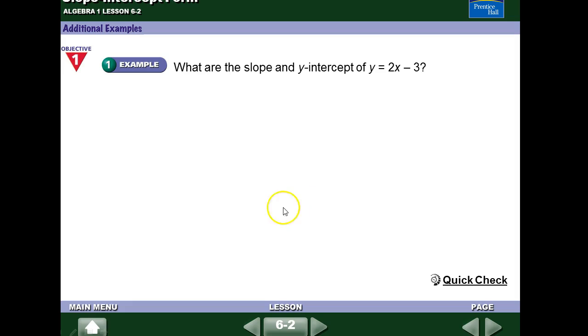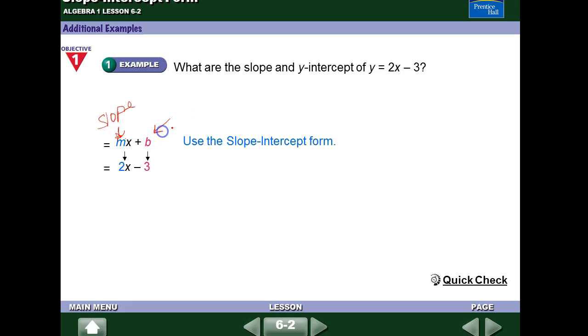to model the line. So here it's given: what are the slope and y-intercept of y equals 2x minus 3? Well, we just wrote down our notes. Using what we know here, your m from your notes is going to represent your slope, and your b value is going to be your y-intercept.